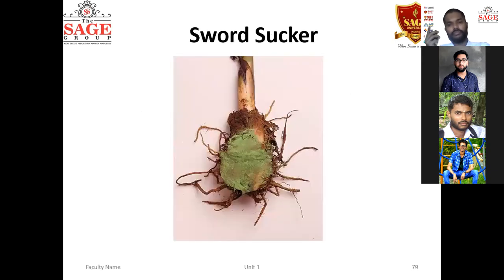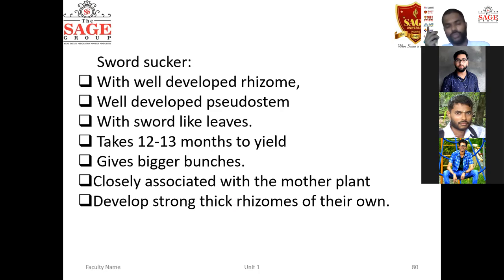And these are the short suckers. The short sucker is considered quality, healthy planting material in banana cultivation. If you see a short sucker, it has a very well developed rhizome and a well developed pseudostem, and the pseudostem is not cylindrical. It is somewhat conical in shape, meaning the diameter of the pseudostem is larger at the bottom and goes on reducing towards the tip at the early stage of growth. Early stage means up to 2 to 3 months: 1 month, 2 months, 3 months.